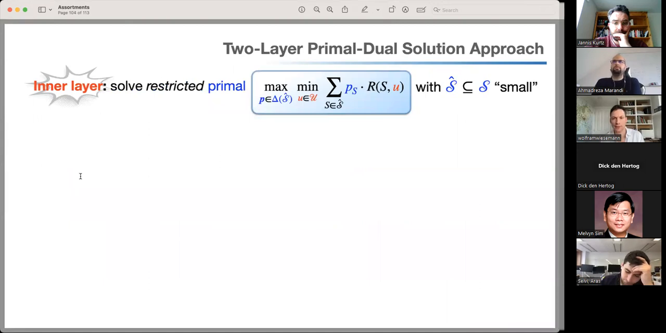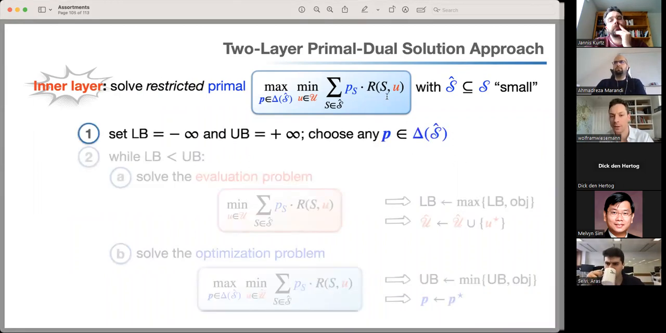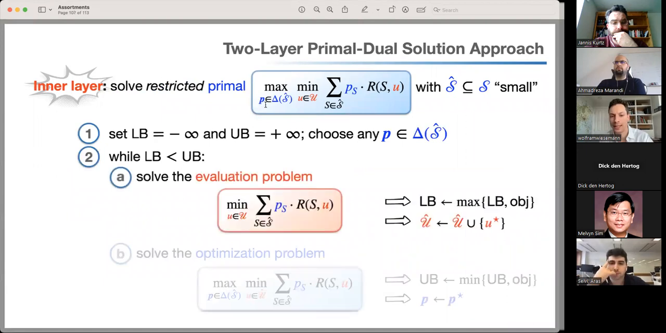The way we solve this is through a cutting plane approach. The reason for that is that the objective function here tends to be non-convex in U, so there's no easy way to solve this directly using the robust optimization trick. So what we do instead is we start with some lower and upper bounds on the problem, and then we iterate between evaluating the worst case here for a fixed P, which is a non-convex problem, but it's typically an MILP, so it can be done reasonably efficiently.